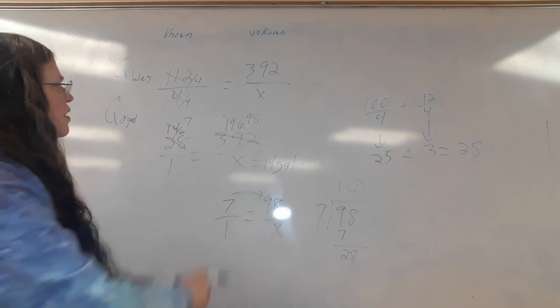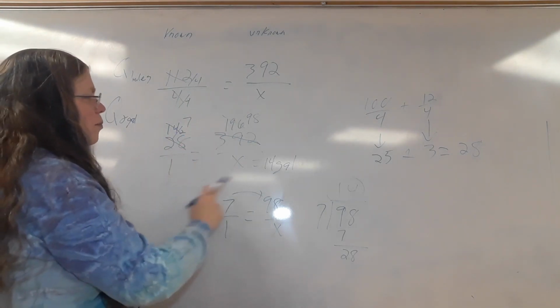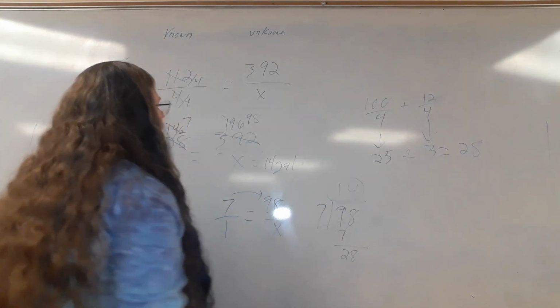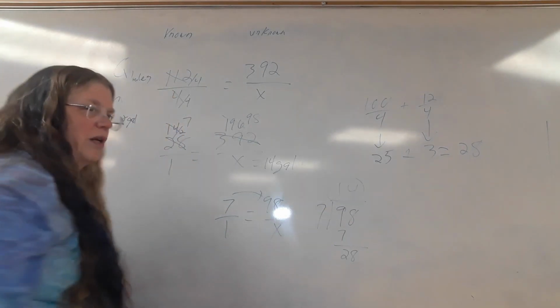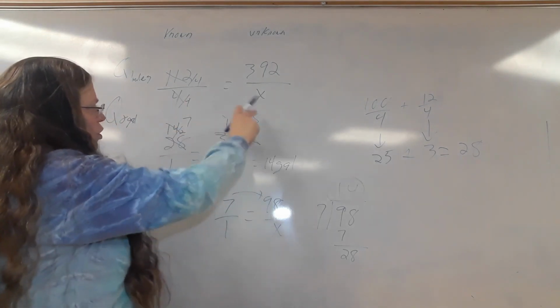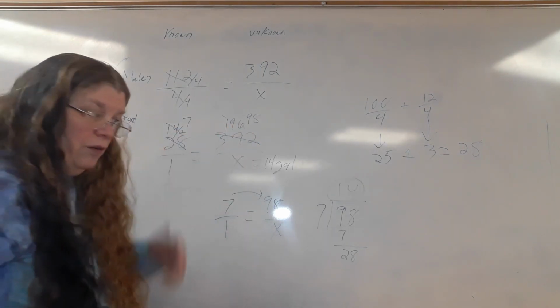But if you notice, we can simplify a lot before we have to do the math. And it's much easier to divide 98 by 7 than 392 by 28. And while it took me a little while to do it here, it's much faster if you're doing it in your head.